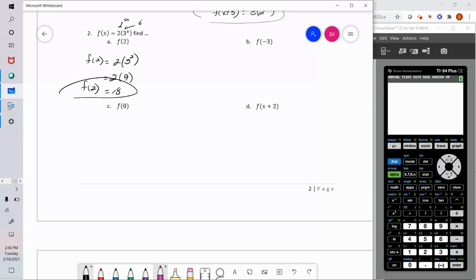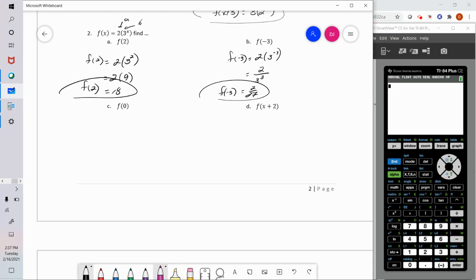F of negative 3 is 2 times 3 to the negative third power. Again, there's that exponent. Now, 2 is not being raised to the negative third power, right? 2 is outside the parentheses. 3 is being raised to the negative third power. So I've got 2, and I'm going to divide by 3 three times. 3 cubed is 27, and so f of negative 3 is 2 over 27.